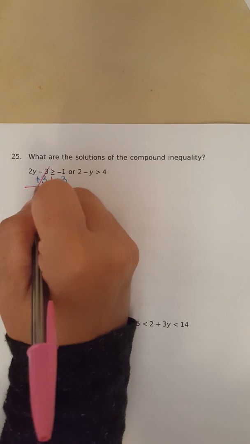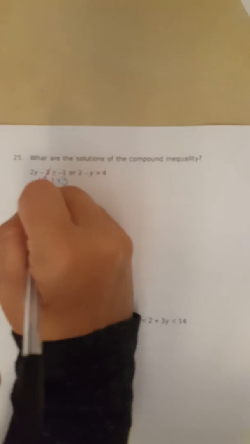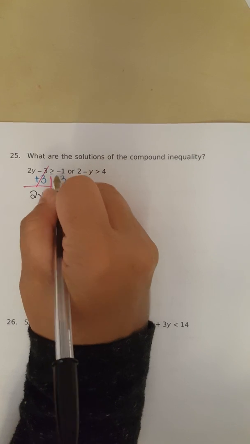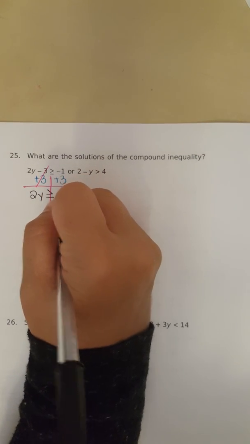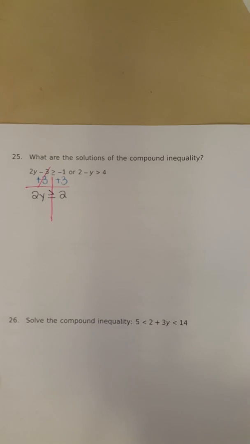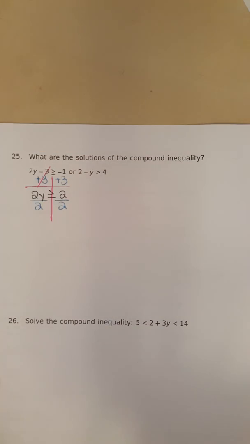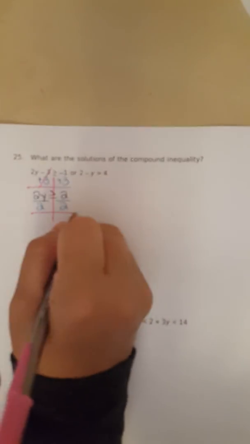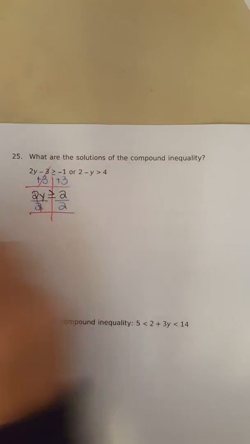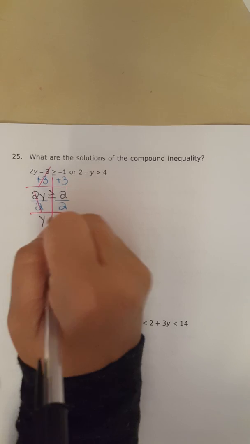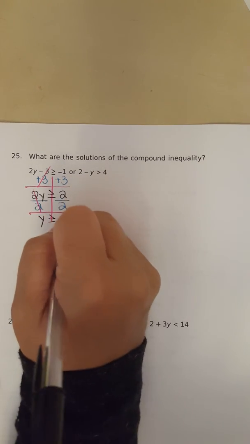Negative 3 plus 3 gives us 0. So I'm left with 2y is greater than or equal to negative 1 plus 3, which gives us 2. The opposite of multiplying by 2 is dividing by 2. So I'm going to divide both sides by 2. And here I'm left with y is greater than or equal to 2 divided by 2, which is 1.